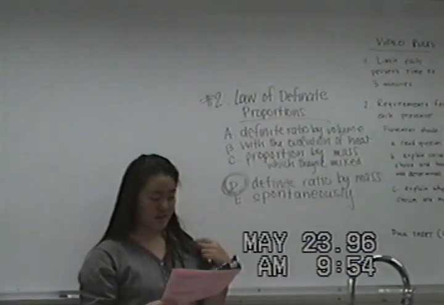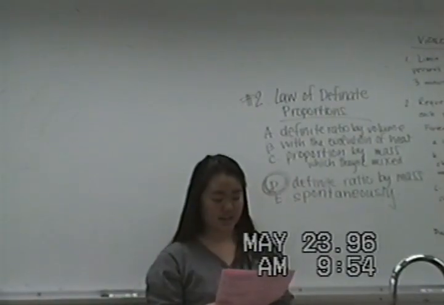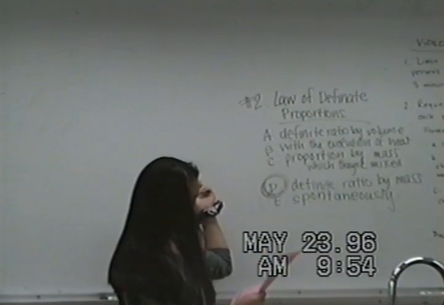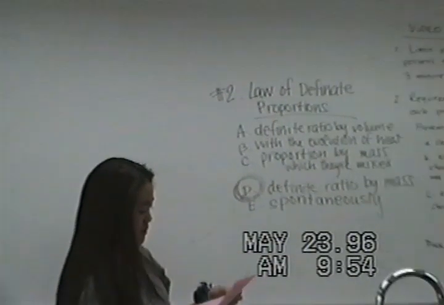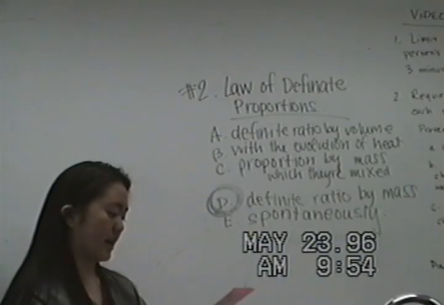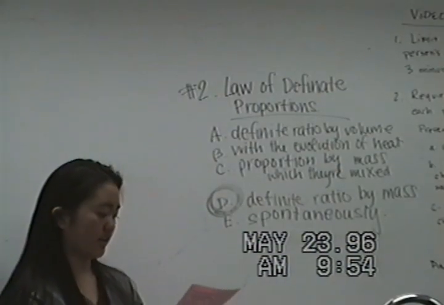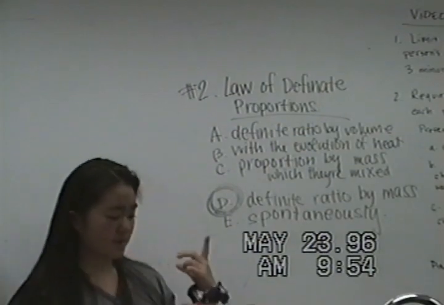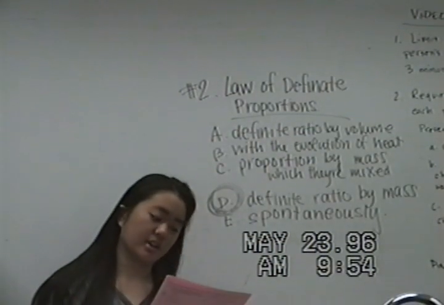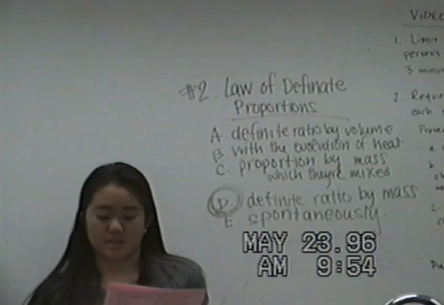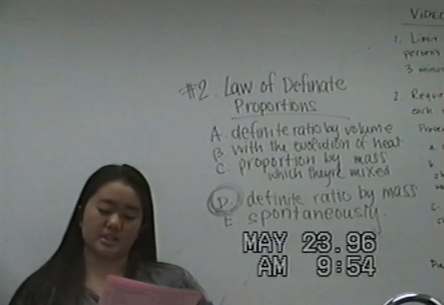Okay, I'm doing number 2. It says, the law of definite proportion states that elements always combine with each other, making a compound. A, in definite ratio by volume. B, with the evolution of heat. C, in the proportion by mass in which they are mixed. D, in definite ratio by mass, or E, spontaneously. And it's D because on page 264 of the book it says, by assuming that compounds have a fixed ratio by number of atoms, Dalton could explain why they had the same composition by mass.